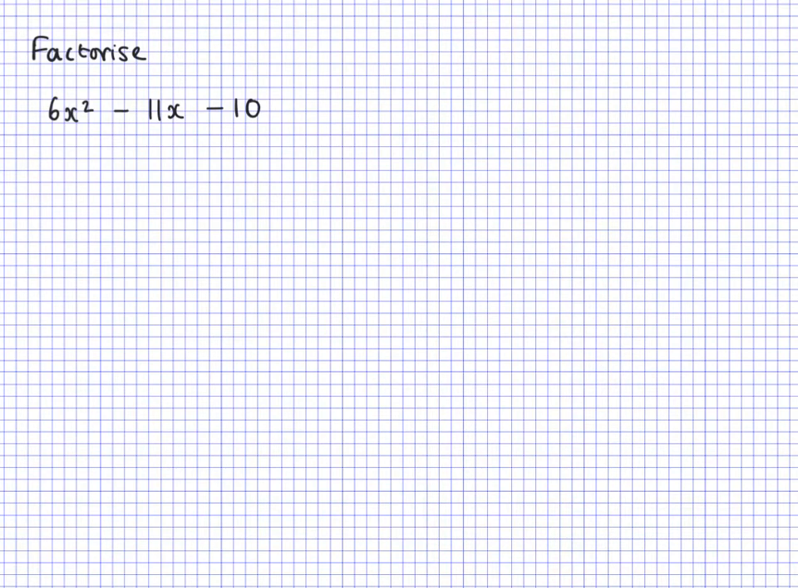I have a quadratic expression here that I need to factorize. Now, I noticed that in this quadratic expression, the coefficient of x squared is 6, okay? When it's 1, this number won't be here. I would just get x squared and then something here and something here.